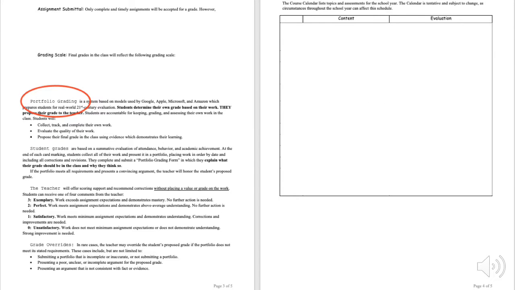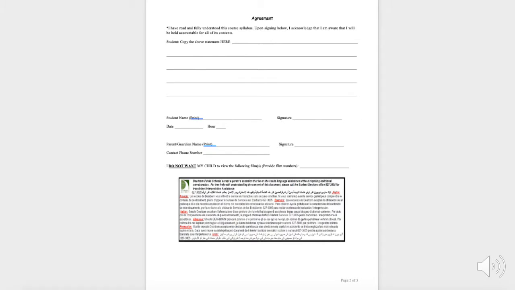While everything on the syllabus is important, perhaps the most consequential portion involves the portfolio grading system. Since grading in this class differs significantly from traditional grading, be sure to read this portion very carefully. Once you've read and understood the syllabus, you can print the last page, fill it in completely, and submit it to the teacher. Remember, you cannot begin coursework until you've agreed to and signed the course syllabus, so complete this step as soon as possible.